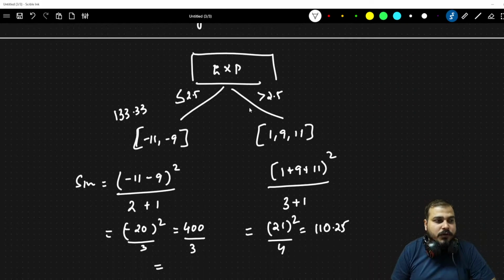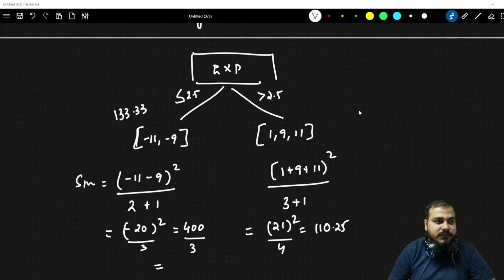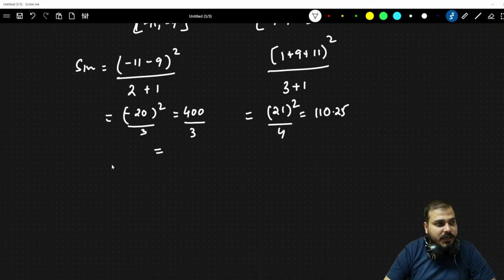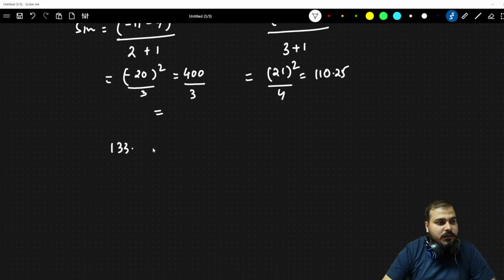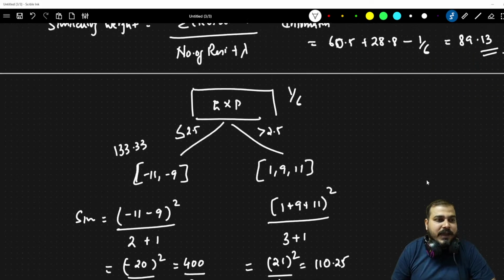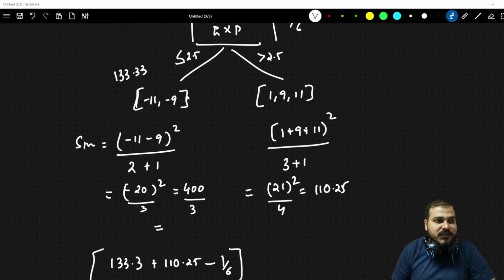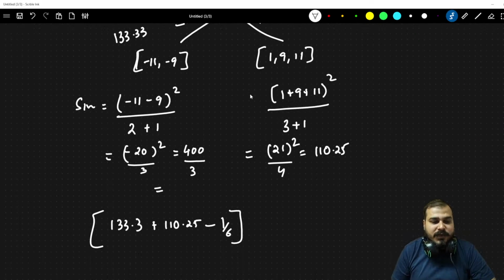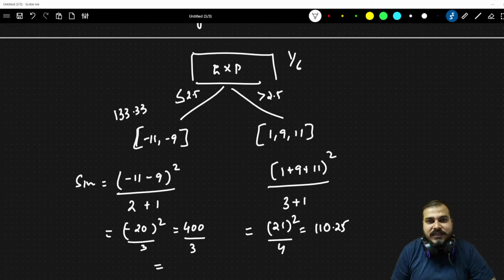If I want to compute for this, what will it be? The same thing that we have got over here, that is 1 by 6. So this will basically be 1 by 6. Finally, if I compute the information gain again, it will be 133.3 plus 110.25 minus 1 by 6. Obviously, this value will be greater than the previous one that we got, that is 89.13. So definitely we are going to use this split, which is better than the previous split, right? Let's say that this split has been considered. Finally, how do we see the output?